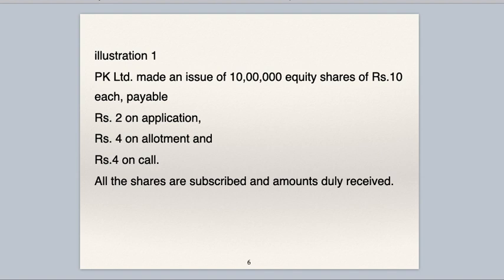Now let us see few illustrations. First we'll see illustration 1. PK Limited made an issue of 10 lakh equity shares of rupees 10 each, payable rupees 2 on application, rupees 4 on allotment and rupees 4 on call. All these shares are subscribed and amounts duly received. 2 plus 4 plus 4 makes 10. So shares are issued at face value, shares are issued at par, number of shares issued are 10 lakh.